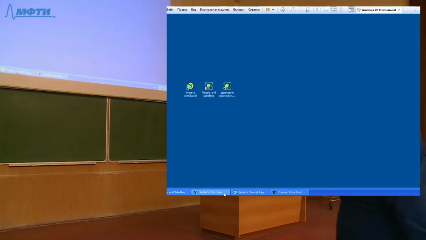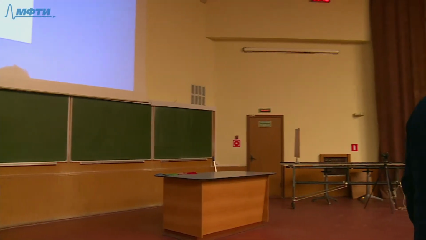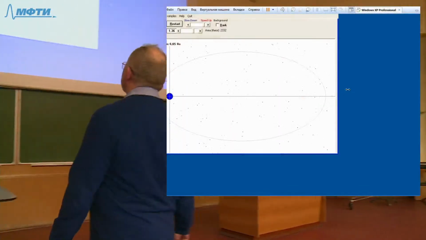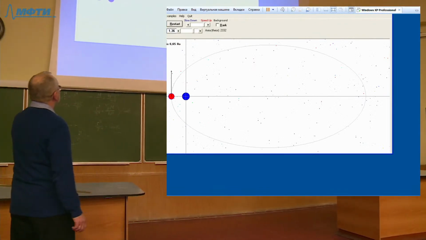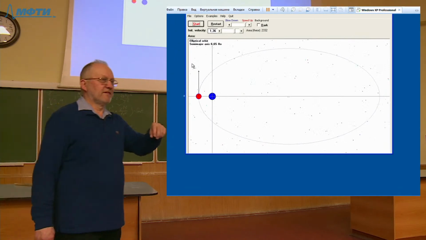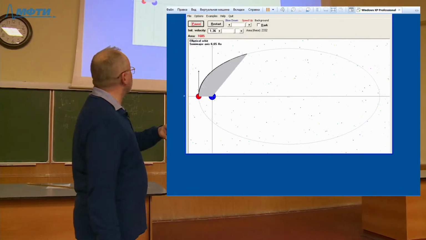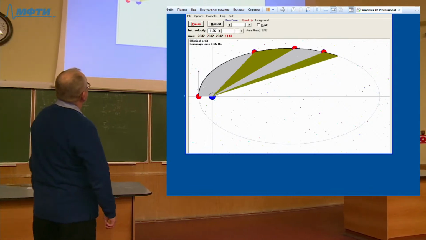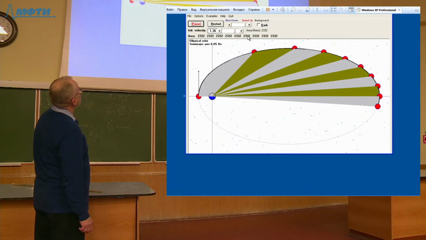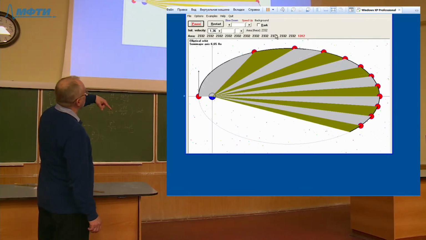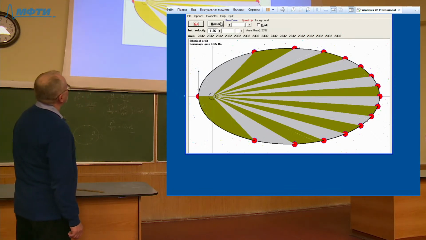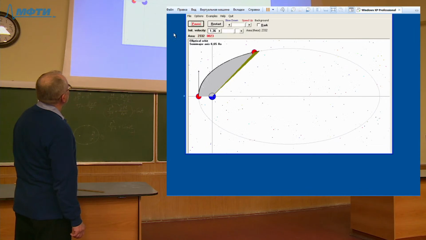Okay, and the last Kepler's law. Now we imagine, suppose that several planets, several bodies are launched at the initial moment of time. Okay, let's start it. So, here we can see the areas shown in different colors, the areas swept by the radius vector are shown in different colors. That's the way the planet moves.